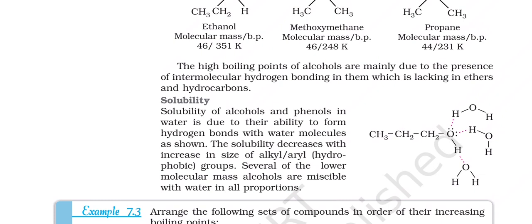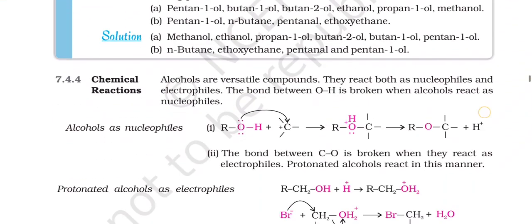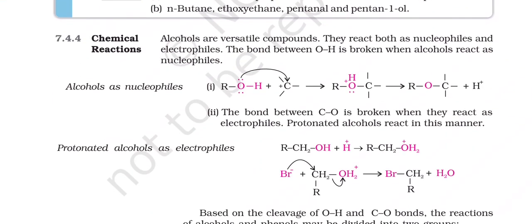Solubility of alcohol and phenol in water is due to their ability to form hydrogen bonds with water molecules as shown. The solubility decreases with increase in the size of the alkyl or aryl group. Several of the lower molecular mass alcohols are miscible with water in all proportions.